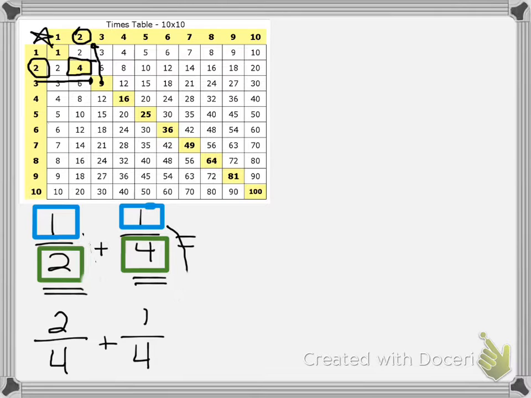And now that my denominators are equal, they are both 4, I can just keep my 4 the same, because remember our denominators do not change when we add and subtract. And then I can just add straight across. And I know that 2 plus 1 equals 3. So that is how we add with uncommon denominators.